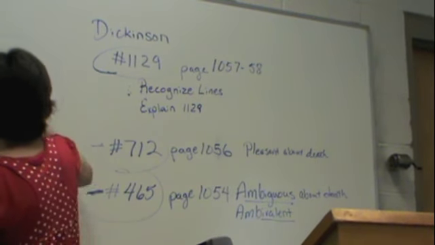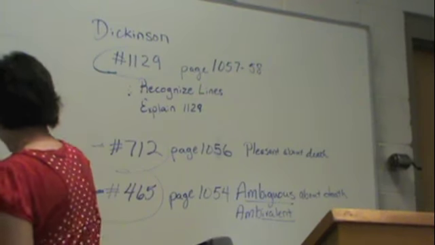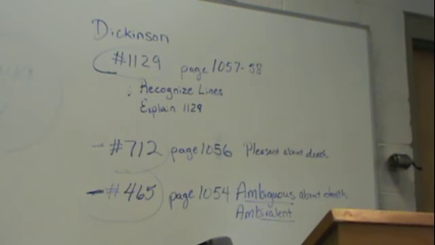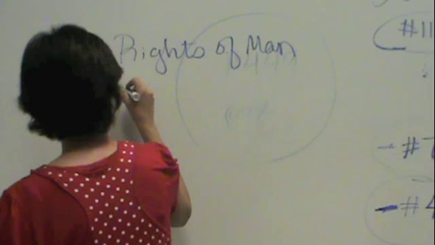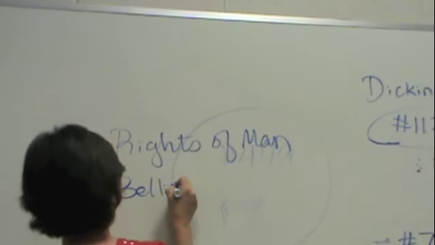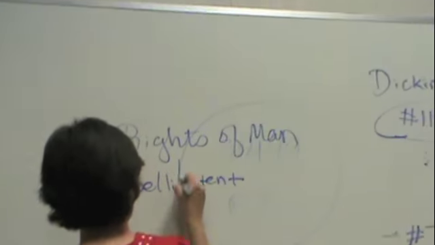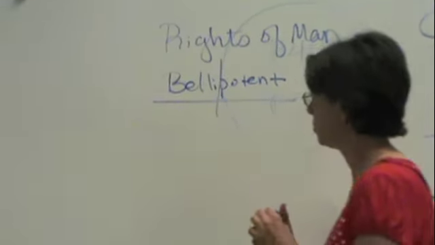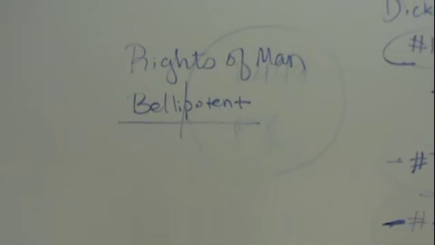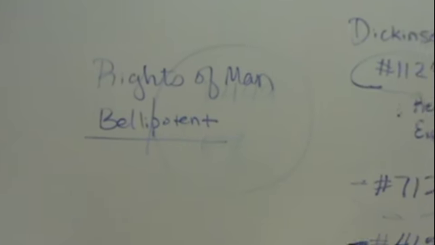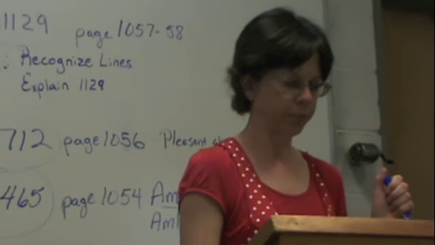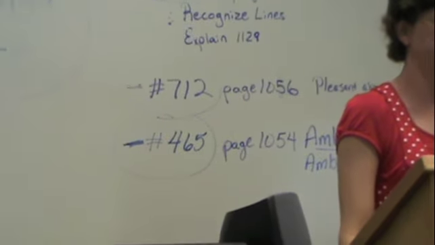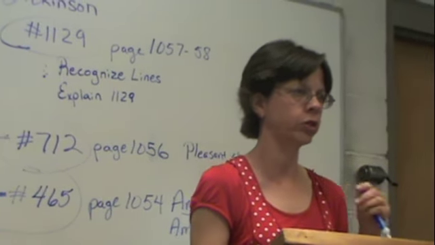He was on the Rights of Man, and then he went to the Bellipotent. Rights of Man was a merchant ship, and then you need to know what Bellipotent means. Remember, we had two meanings for that. Bellipotent is either beautiful and strong, or bellum, which would be war and strong. Strong at war or strong and beautiful.